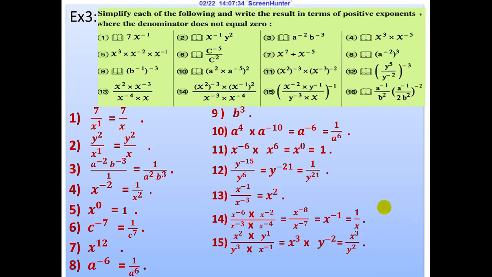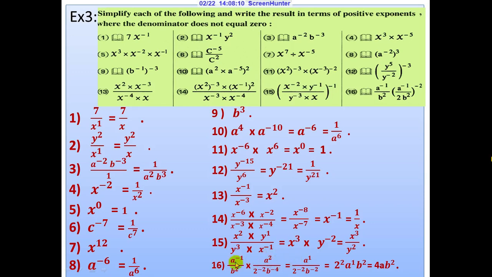Finally, we need to solve number 16, but take care, it's very difficult. How to solve that? The first step, I need to distribute this power over all symbols and numbers inside these brackets, like that. Number 16: keep a^-1 over b^2 as it is, multiplied by the second part, which will be a^2 over 2^-2 and b^-4.